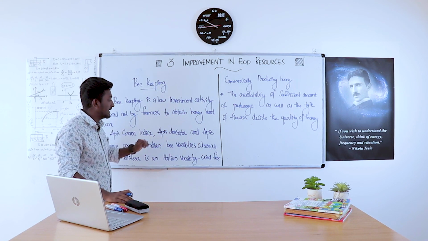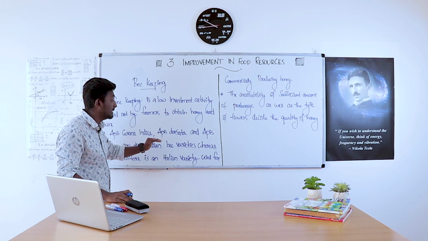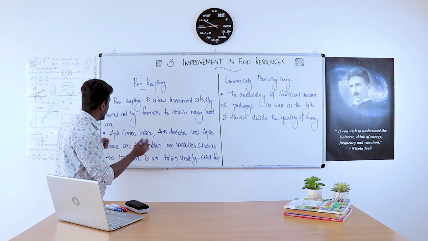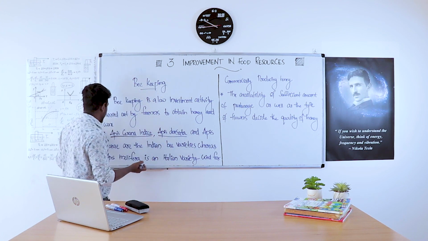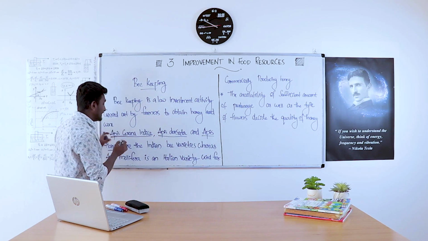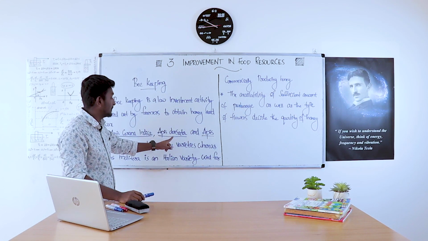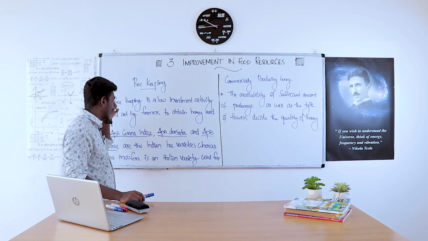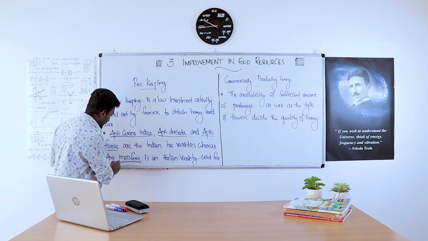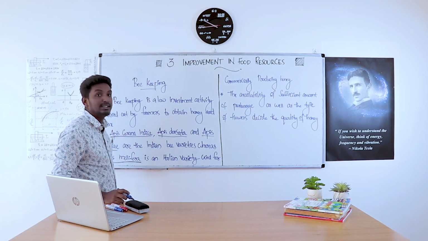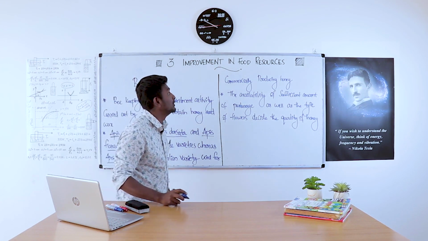Apis cerana indica, Apis dorsata and Apis florae are the Indian bee varieties. So which are the Indian bee varieties? Apis cerana indica, Apis dorsata, and Apis florae. These three are Indian bee varieties. Remember the names. Whereas Apis mellifera is an Italian variety. Apis mellifera is an Italian variety used for commercially producing honey.